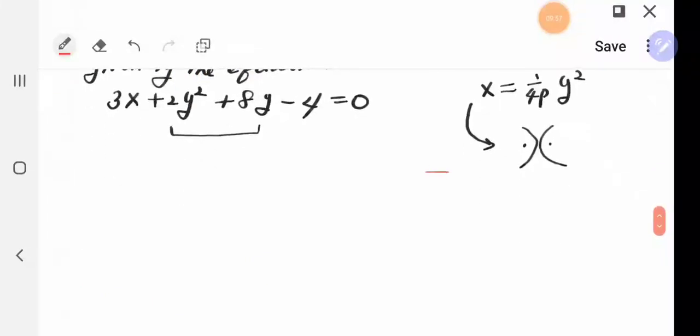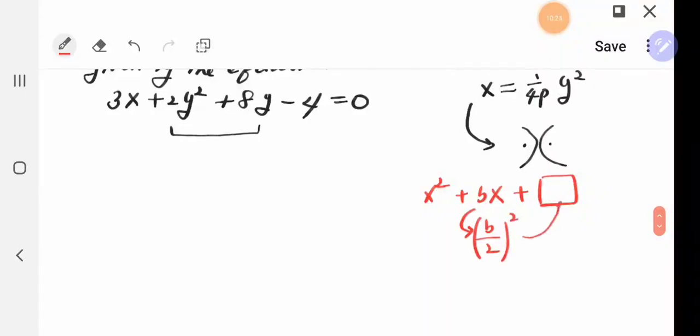For completing the square, let's say here it is x squared plus bx. Then we need a constant, which will be b over 2. Divide the coefficient of x by 2 and then square it. So that goes over here, so that this looks like x plus b over 2 squared. So we're going to use this property, the completing the square method.